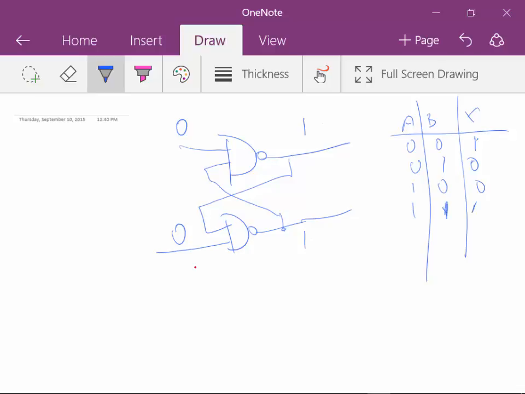The only place these are all 1s right there. Yeah, this is the only 0 right here.